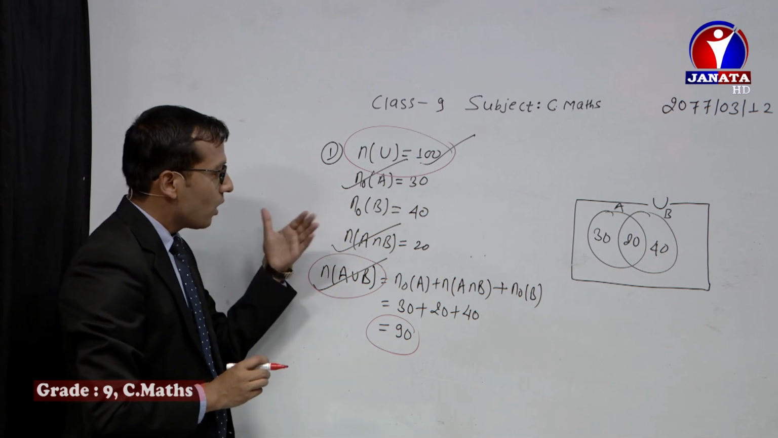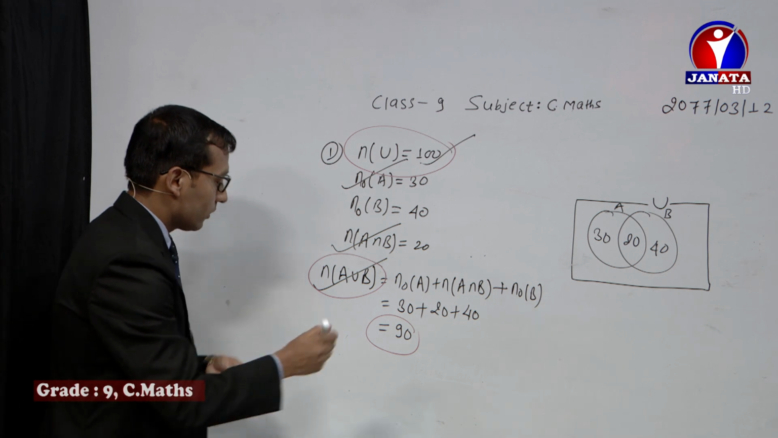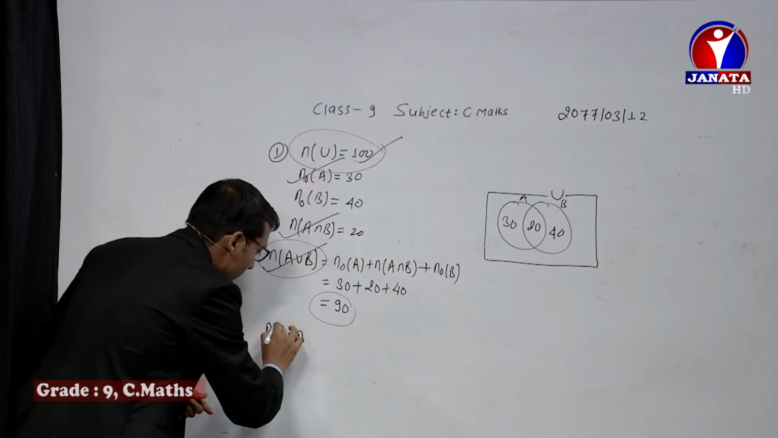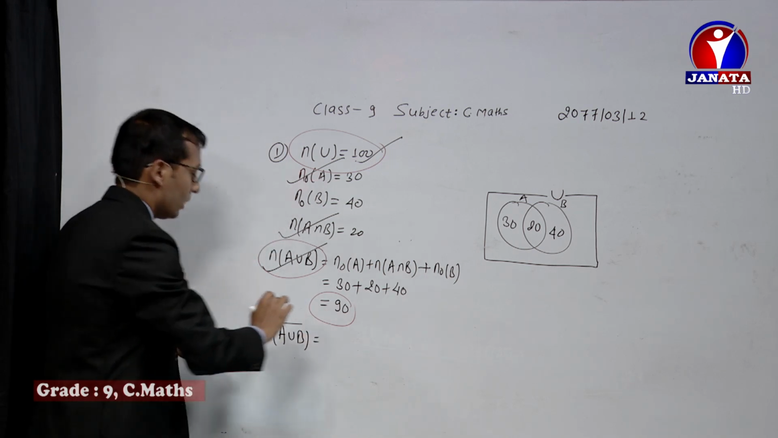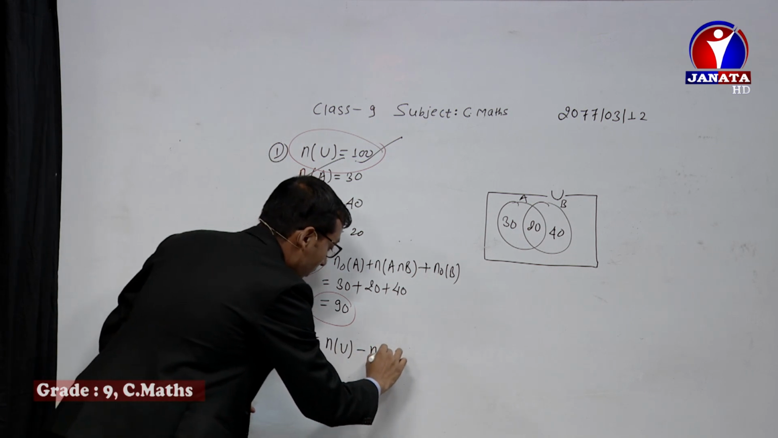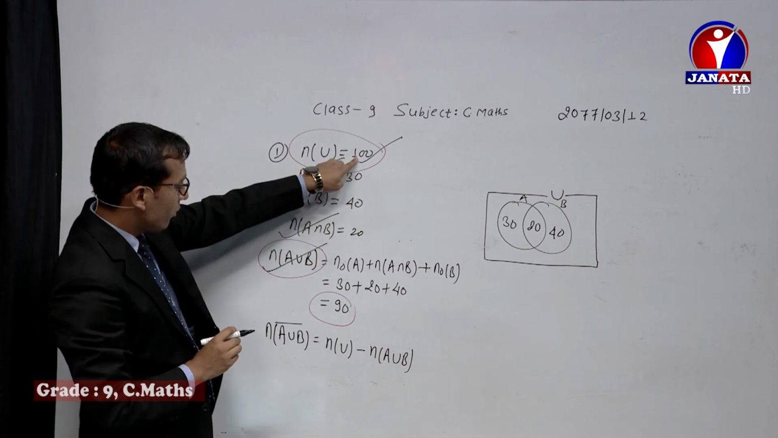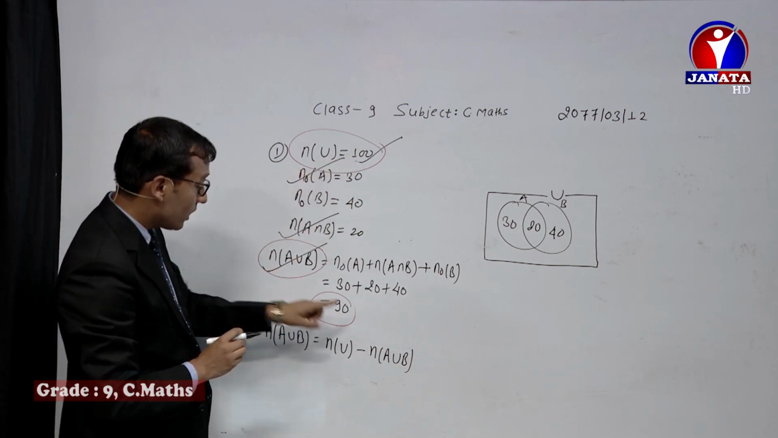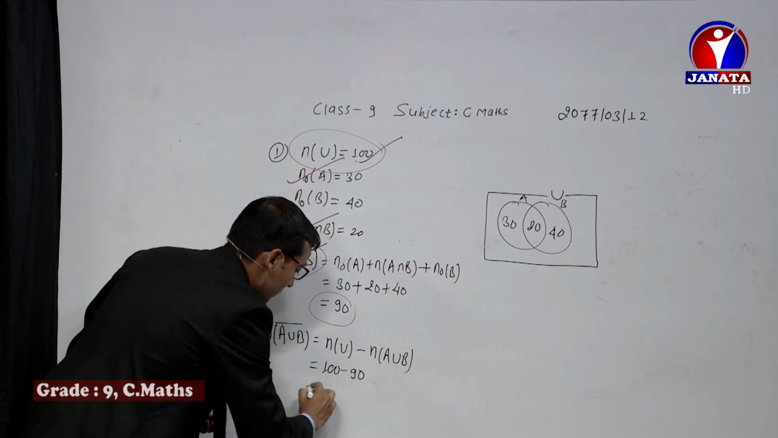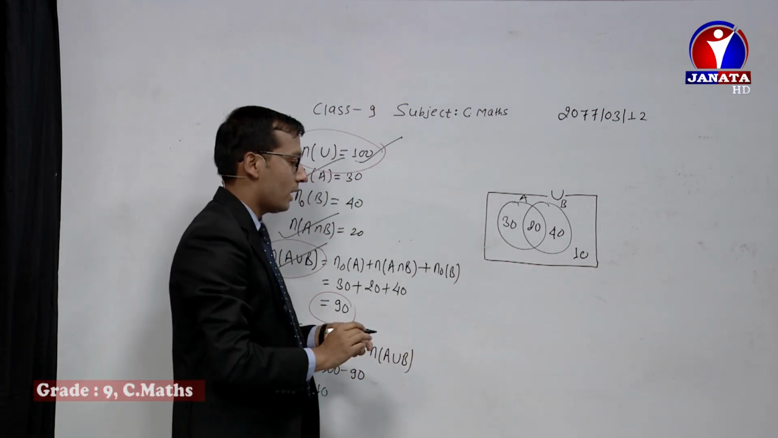I explained the way we can find the complement of sets. So n of A union B complement is n of U minus n of A union B. So what is n of U? 100. What is n of A union B? 90. So 100 minus 90 is 10. Now we can insert this number in the diagram.